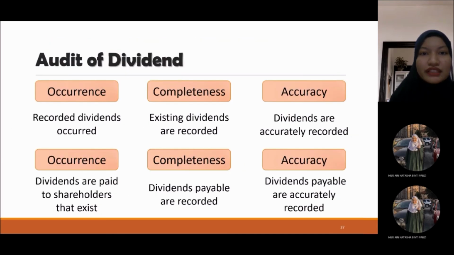Now let's move to the audit of dividends. There are 6 transaction-related audit objectives for audit of dividends, including those concerning dividends payable, which are occurrence, completeness, and accuracy. The emphasis in the audit of dividends is on dividend transactions rather than on the ending balance, and there is an exception when there are dividends payable. All 6 transaction-related audit objectives for transactions are relevant for dividends, but typically dividends are audited on a 100% basis.